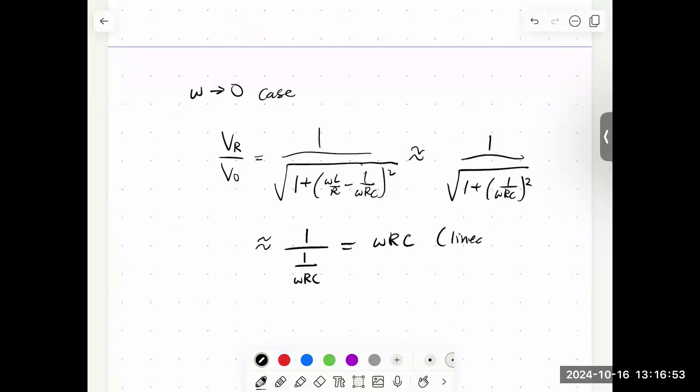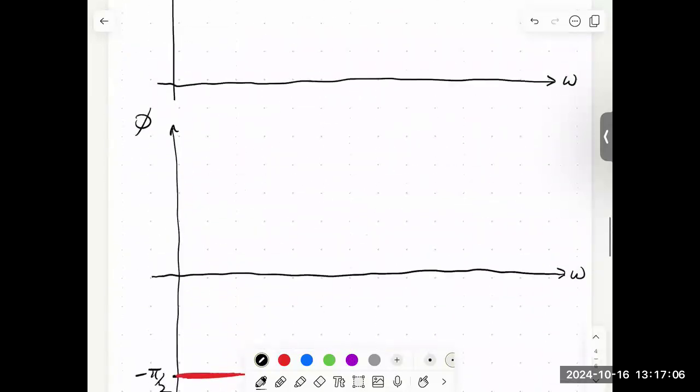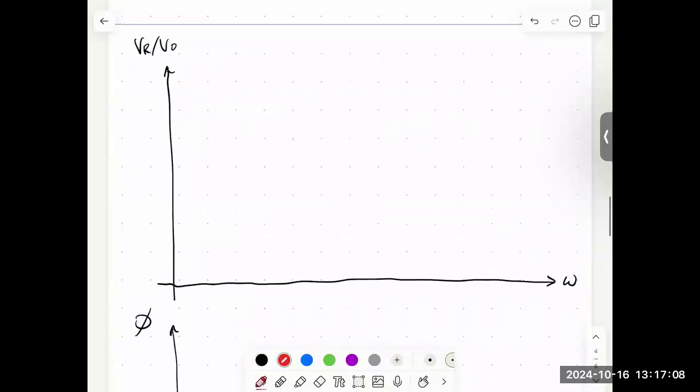So at low frequency, it looks like our voltage ratio has some linear dependence on the frequency, and the slope is this RC. All right, so that means here at low frequency, we get something that's kind of linear. So this goes as omega RC.